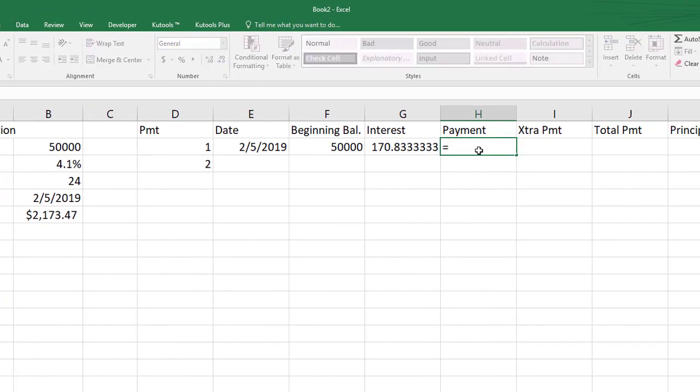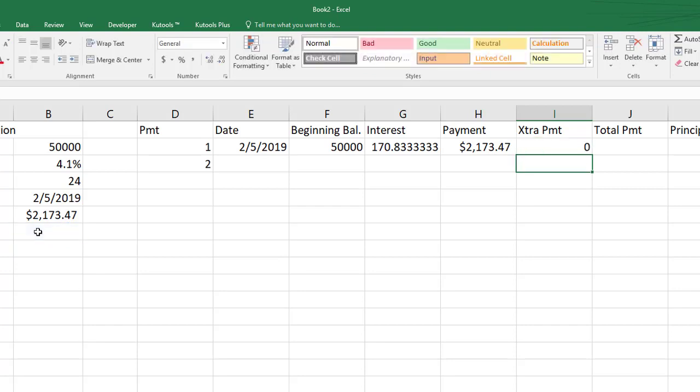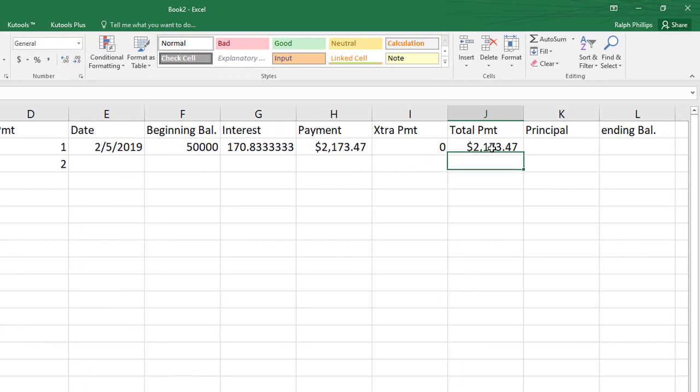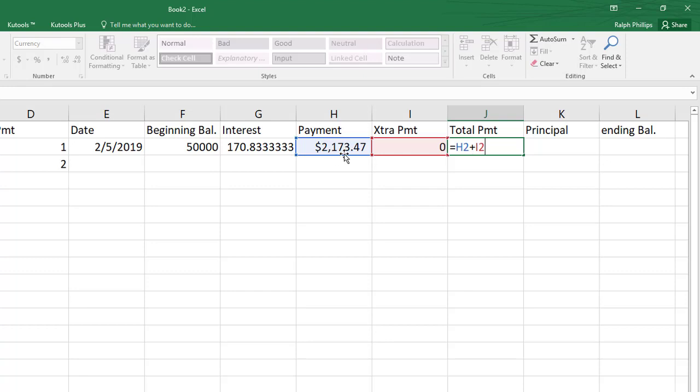Now the payment, that's going to be equal to my calculated payment. I'm going to make that absolute as well. Just press my F4 key to convert that to absolute column, absolute row. The extra payment I'm not really worried about right now, but I will go ahead and put in that that's going to be equal to the cell that contains the extra payment. I'll make that absolute. The total payment's going to be pretty easy. It's going to be equal to the regular payment plus the extra payment. Once again, I'm referring to the payment rows. We want these to be based on the row information.